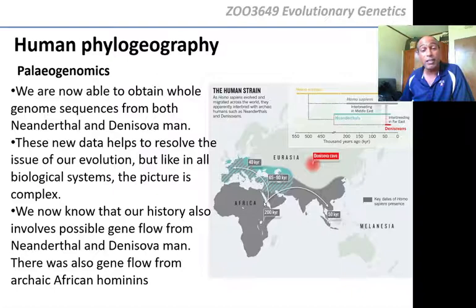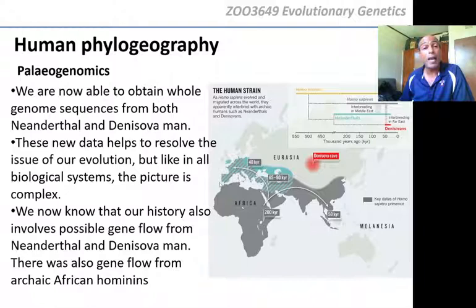around 60, 90,000 years, 100,000 years ago. When they met Neanderthal, they bred with him. They exchanged genes with him. They didn't replace him, and he didn't replace them. They bred with each other.